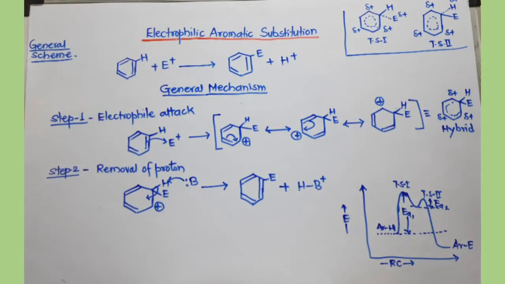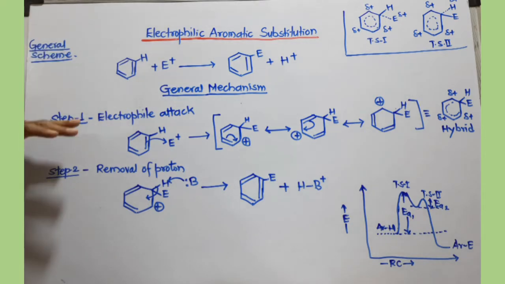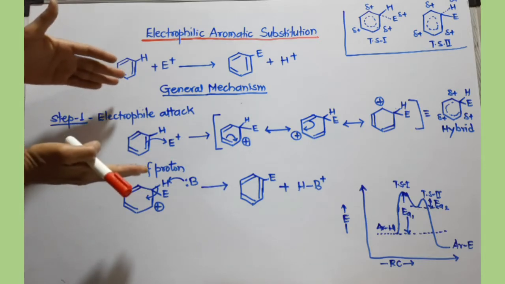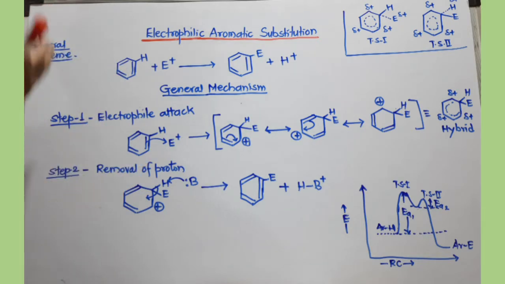We will discuss the general mechanism of all electrophilic substitution reactions, meaning halogenation, nitration, sulfonation, alkylation, acylation. All these reactions follow this mechanism. We will see how the reaction occurs and what is the path of that reaction. Electrophilic substitution reaction in aromatic compounds is a two-step reaction.